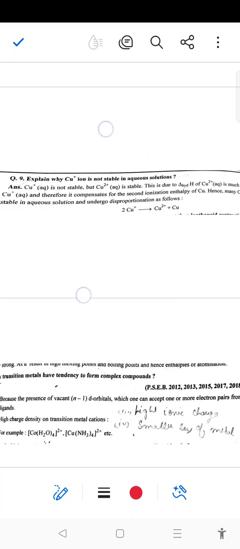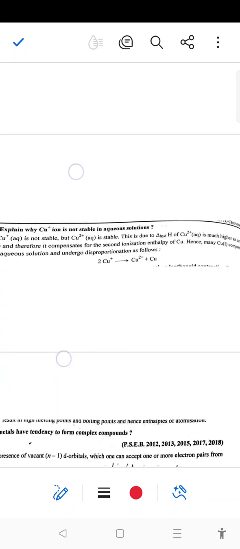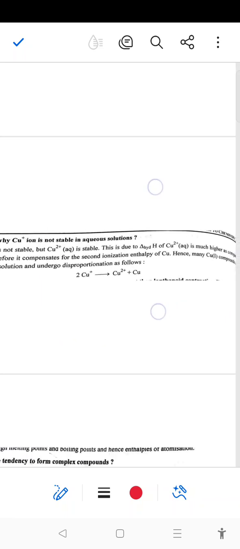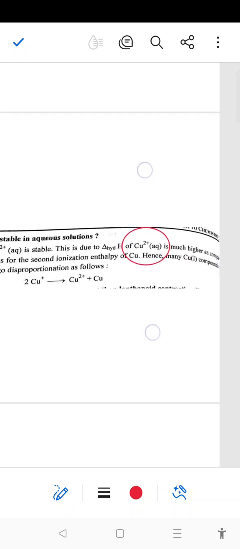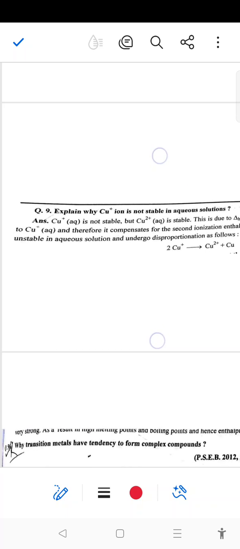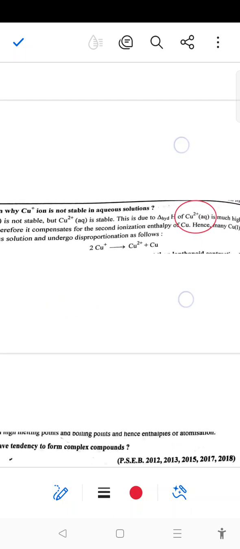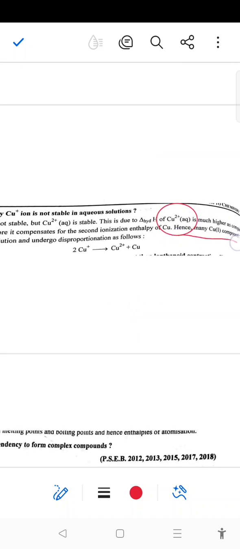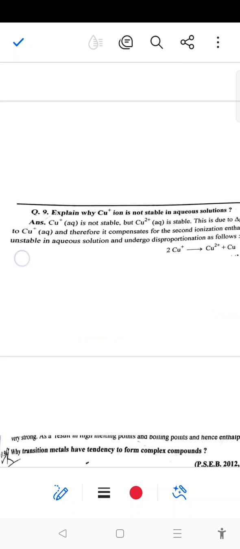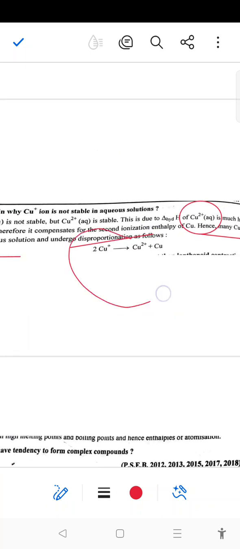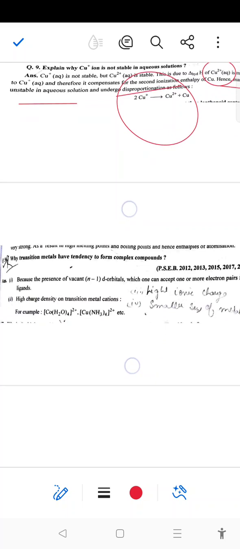Copper 1 positive is not stable in aqueous solution, but copper 2 positive is stable. This is due to hydration. The enthalpy change of hydration of copper 2 positive ion is much higher compared to copper 1 positive. Therefore, it compensates for the second ionization energy of copper, and hence copper 1 compounds are unstable in aqueous solution and undergo disproportionation to give copper 2 positive plus copper.